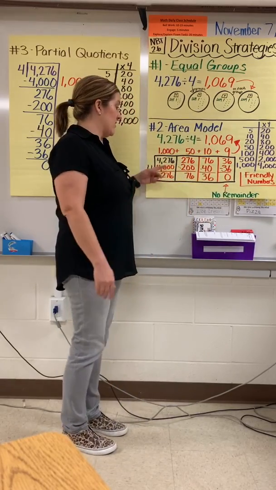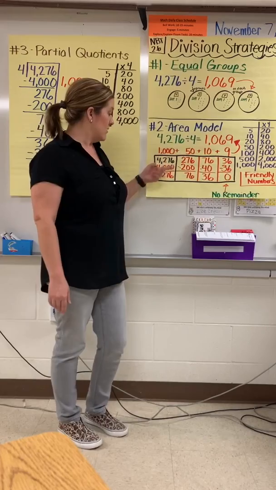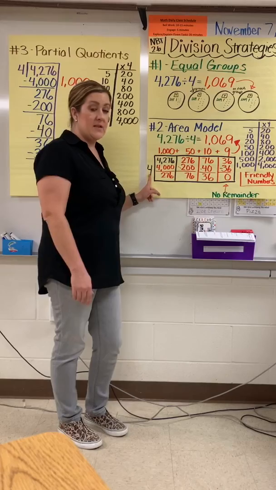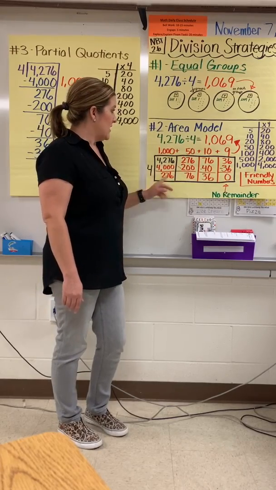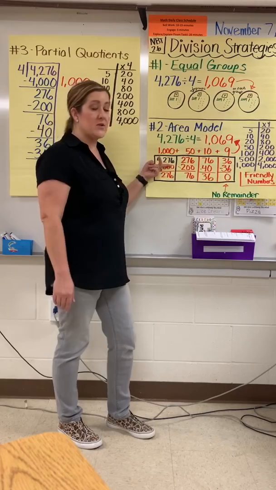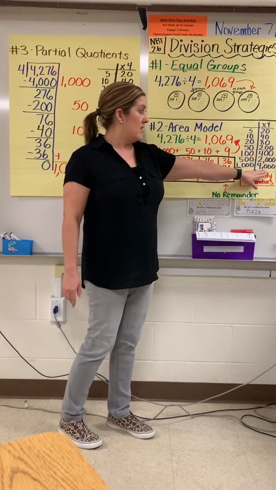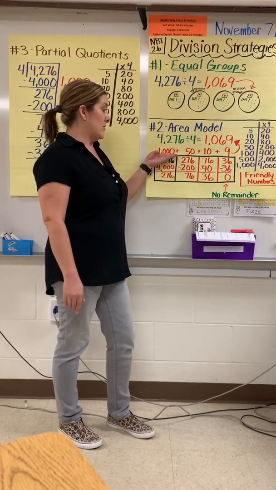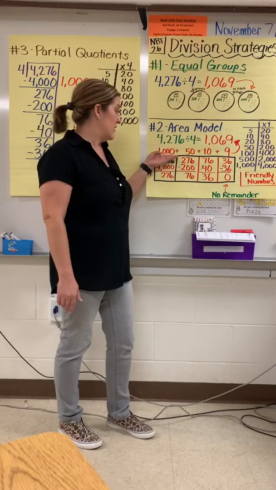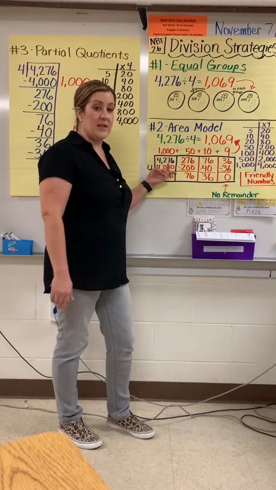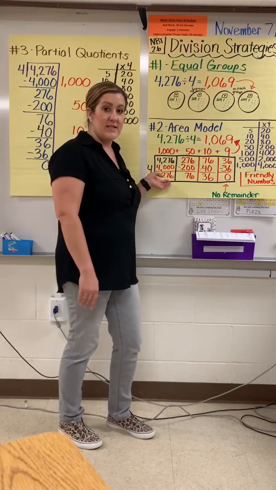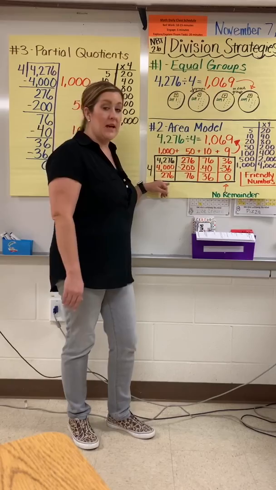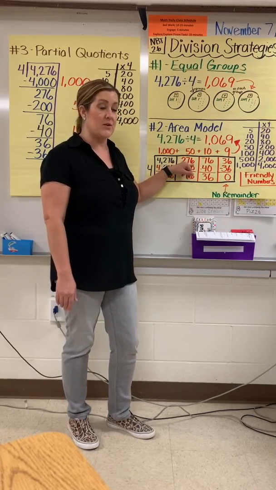Within the area model, they would start inside a rectangle, putting 4,276 as their dividend, and then dividing by 4. They would use their chart to get as close to their dividend as possible, noticing that 1,000 times 4 is 4,000. So they put that, we call them partial quotients, on top. 1,000 times 4 is 4,000. What's left is 276. So then they continue to divide the number that they are left with.